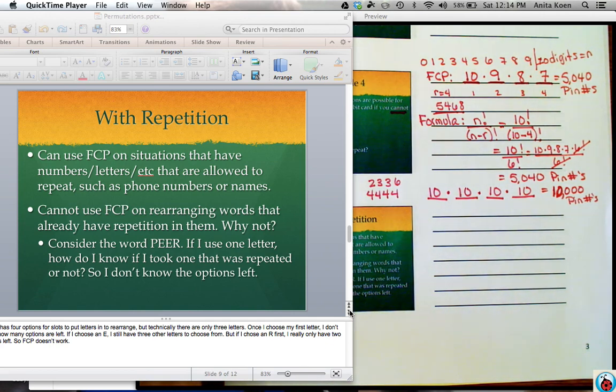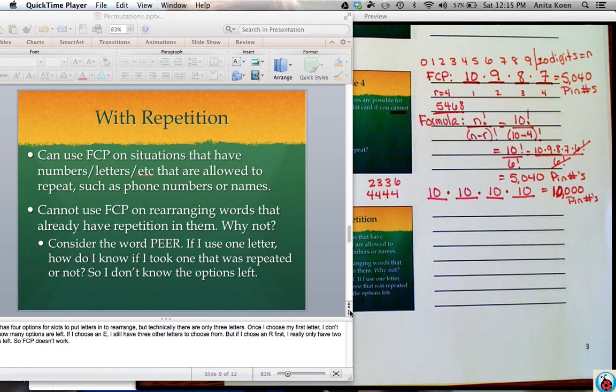Okay, we can use the fundamental counting principle on situations that have numbers and letters, etc., that are allowed to repeat, such as phone numbers or names. You can have repeated numbers in a phone number. You can have repeated letters in a name. We can use the fundamental counting principle there. You cannot use the fundamental counting principle when you are rearranging words that already have repetition in them.